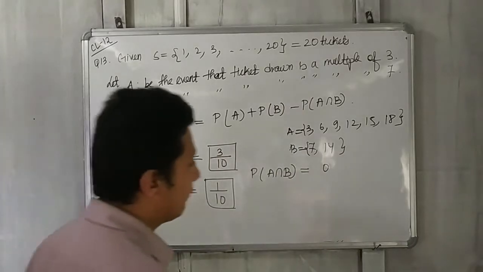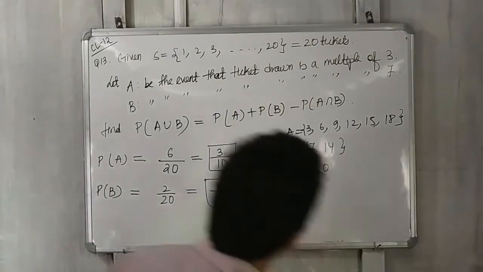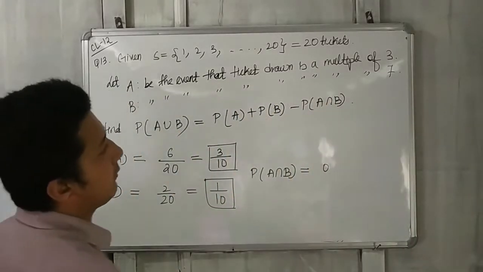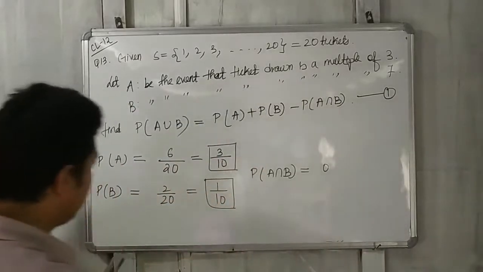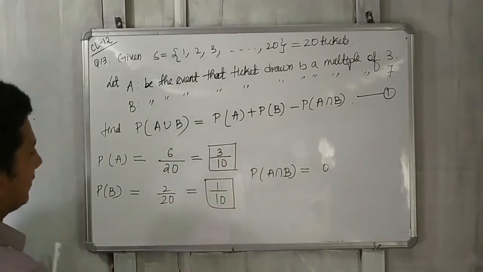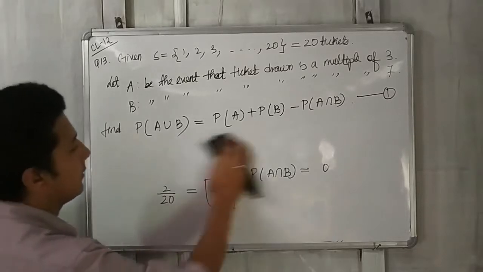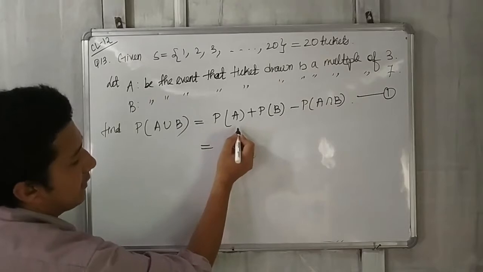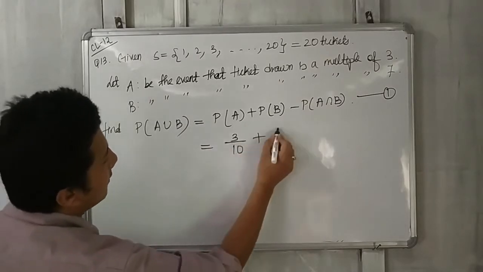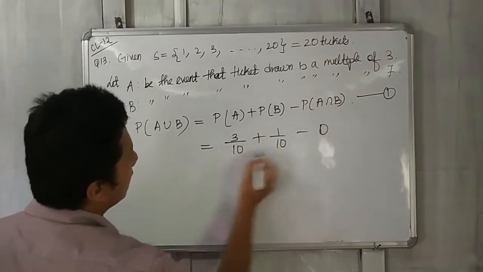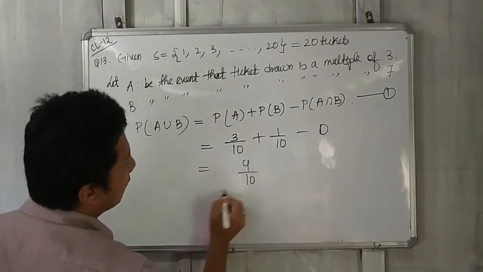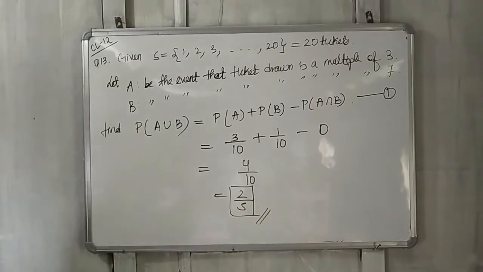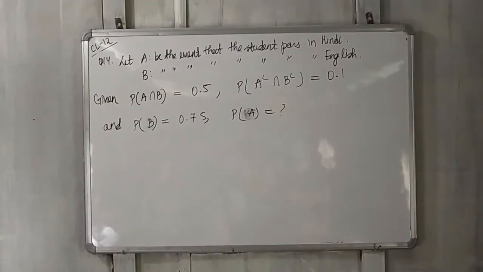So I got all the values, isn't it? What will I do now? We'll put this in equation number 1. Remember the values 3 by 10, 1 by 10. So from equation 1, what is the value for P of A union B? 3 by 10 plus 1 by 10 minus 0. So this will be 4 by 10, which is 2 by 5. Please pause the video and note it down properly.